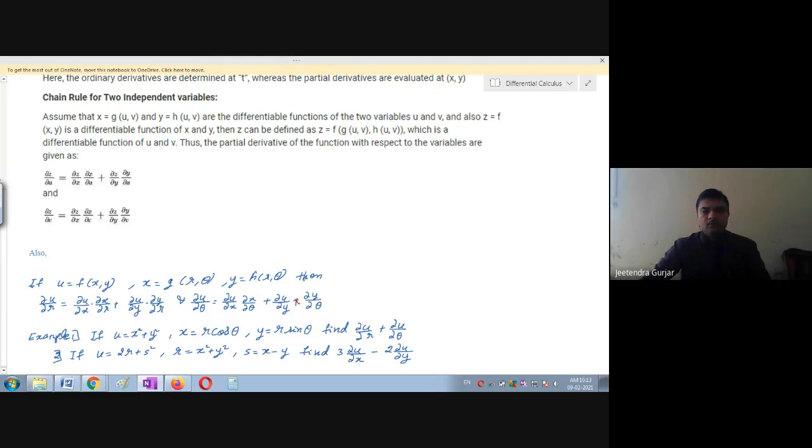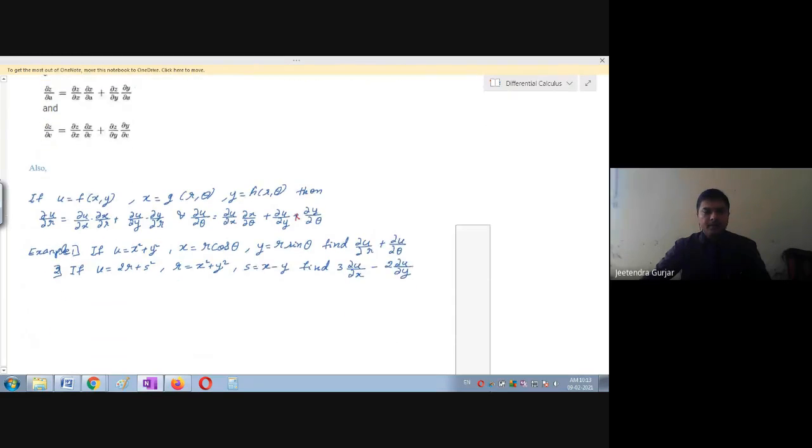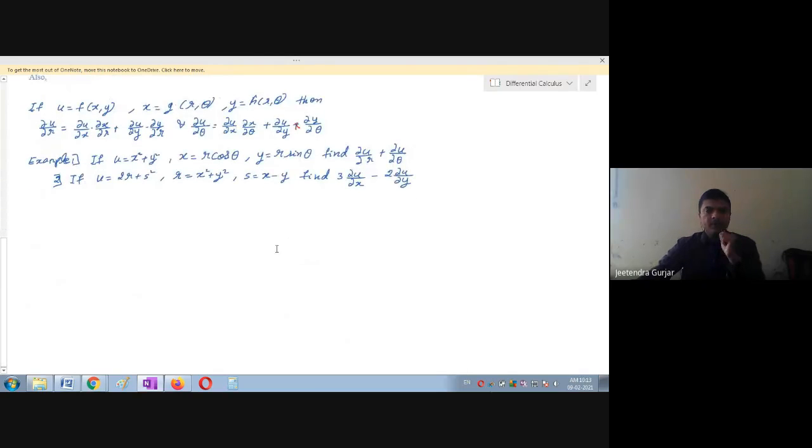Using this formula, we can easily simplify the problem. Such problems will come in your examination. Please note it down. This is the chain rule of partial differentiation. Very simple. They will not ask you to find the chain rule of partial differentiation. They will just tell you, u will be given. Similarly, x and y will be given.